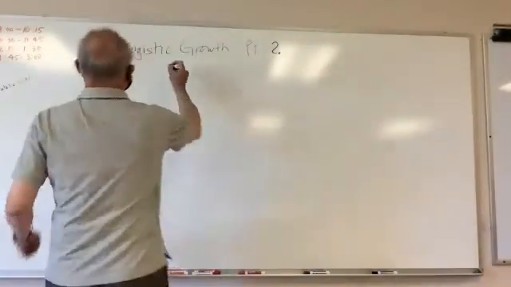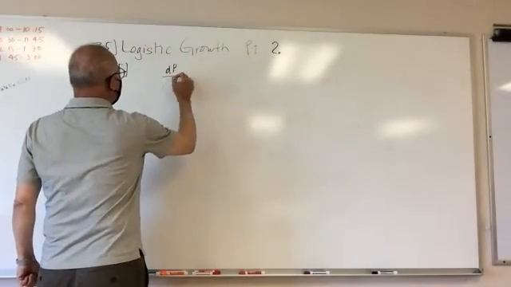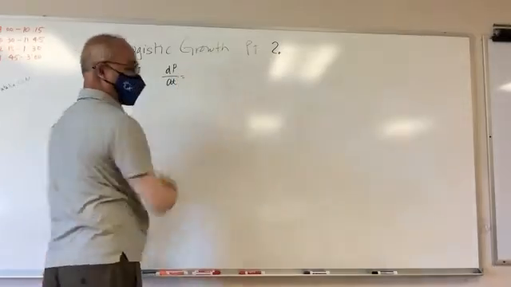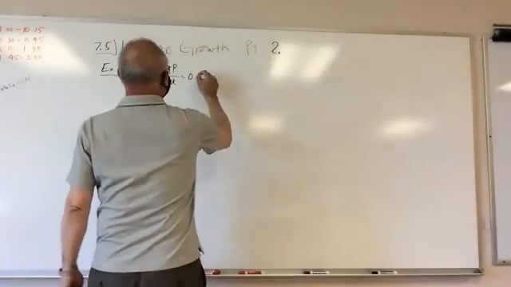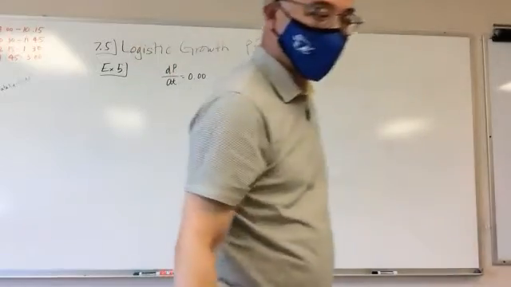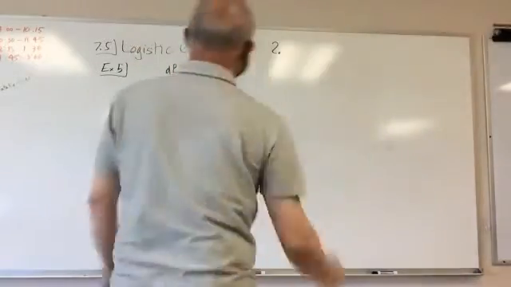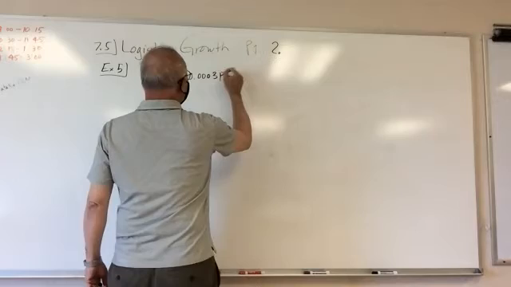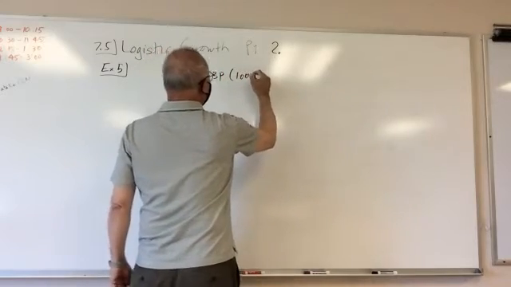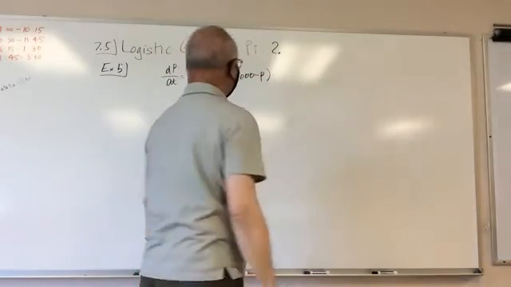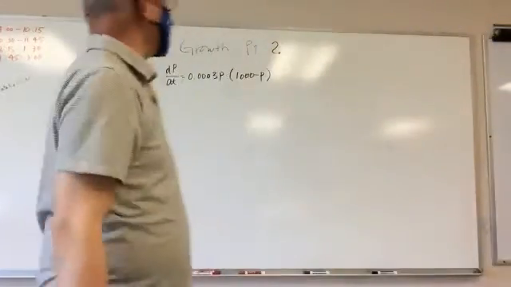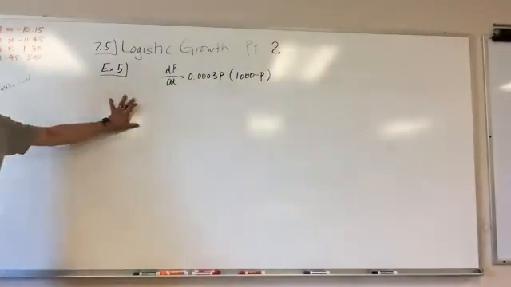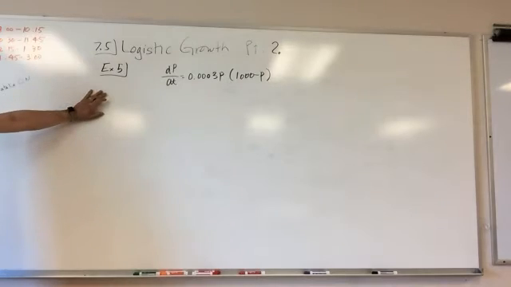Okay, so we have dP/dt is equal to 0.000, is there one more zero there? One more zero. 3P times (1,000 minus P). Okay, so we're going to try to solve this. This is what we're going to do today, we're going to try to solve this equation.